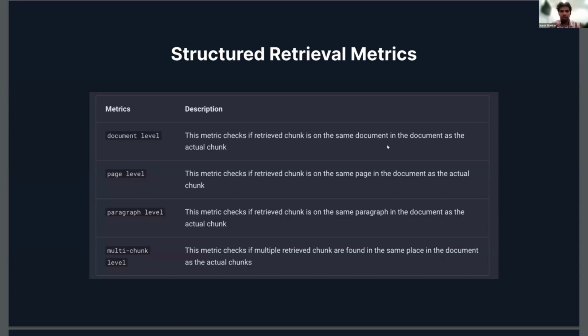at the document level, whether the paragraph being retrieved by the model is in the same document as the original actual chunk or not. Similarly, for the page level, it helps you to identify whether the chunk which is retrieved by the model is actually on the same page of the document as the original chunk. Similarly, for the paragraph level and for multi-level chunk as well.